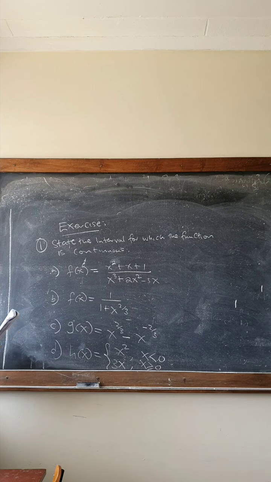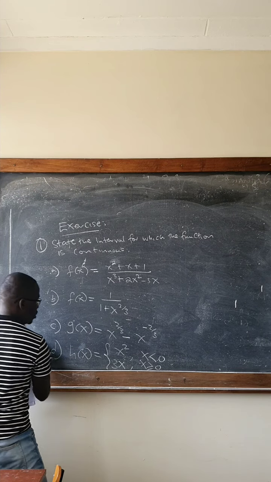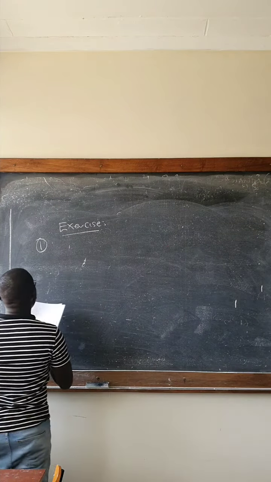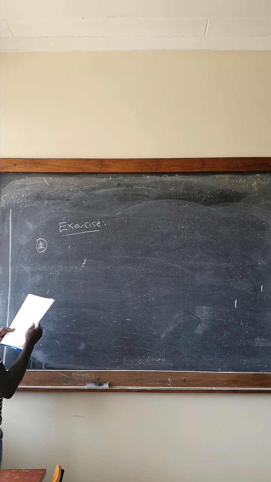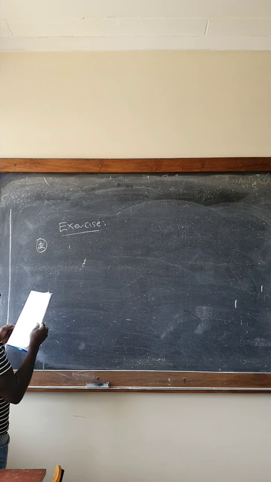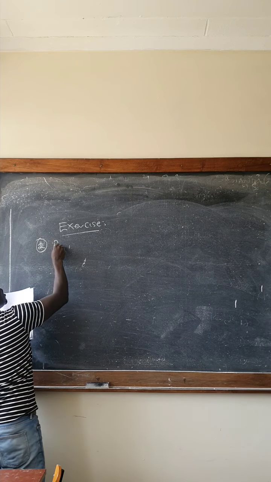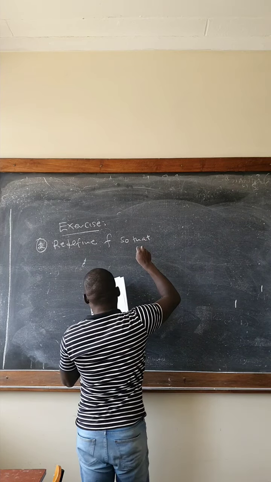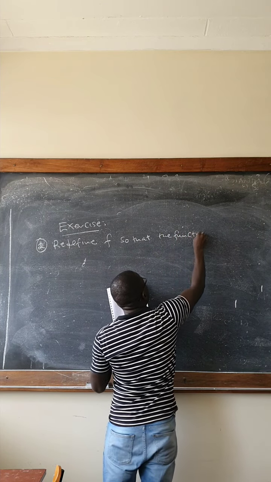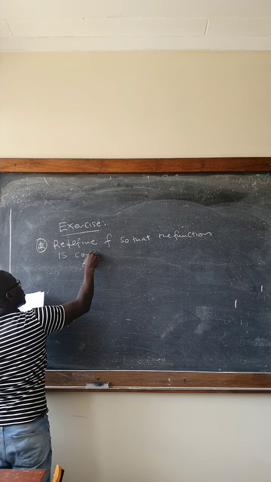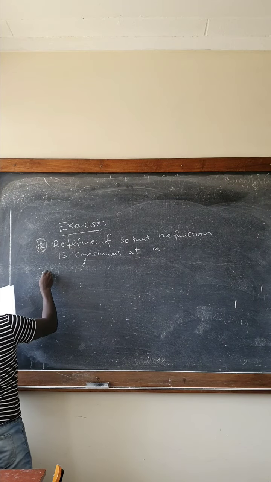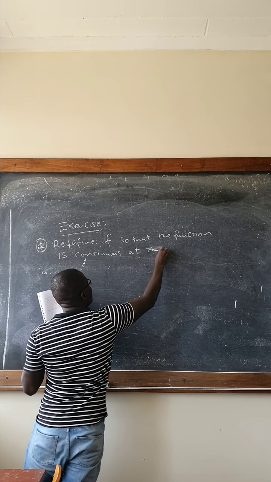And then question 2. So this is 1. So question 2 is, we define f so that the function is continuous at x is equal to a.